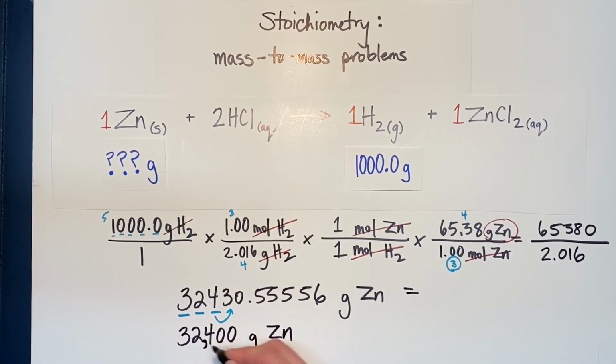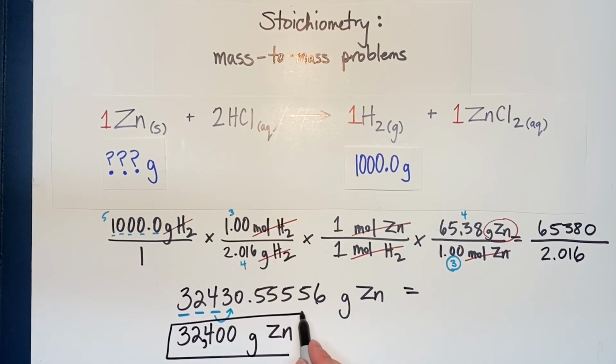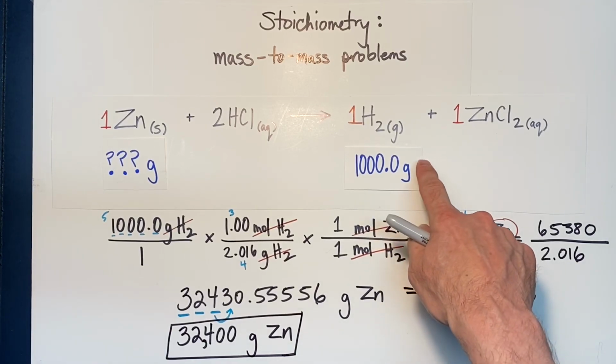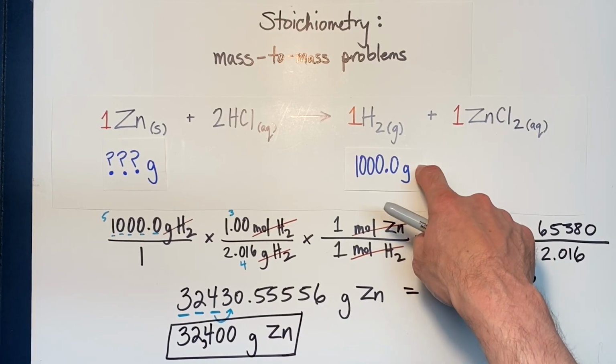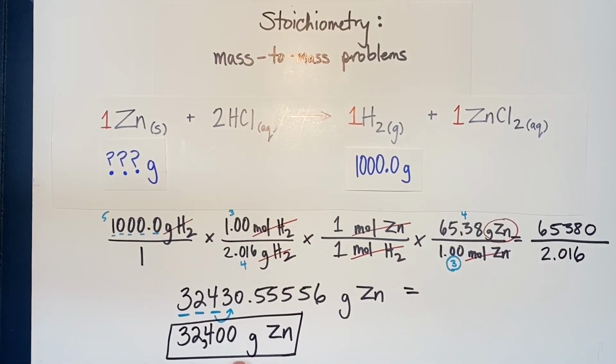So our answer is 32,400 grams of zinc. If we wanted to produce 1,000 grams of hydrogen gas, we would need to react 32,400 grams of zinc. And that is problem number 3 in this week's homework assignment.